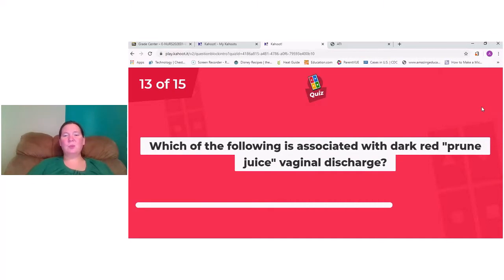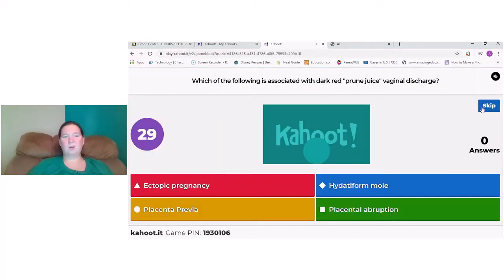Which of the following is associated with dark red prune juice vaginal discharge? Ectopic pregnancy, hydatiform mole, placenta previa, or placental abruption?